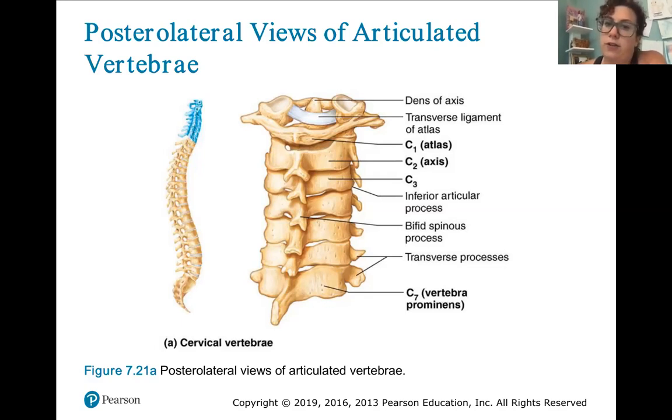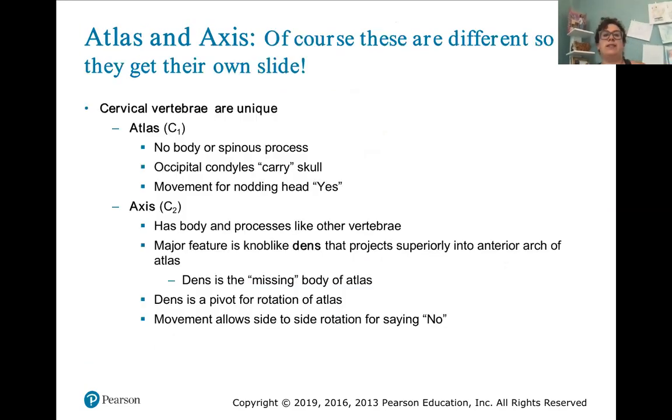Then for cervical, we have specialized C1 and C2, known as atlas and axis. And this is what you're going to be responsible for knowing the difference for. Atlas, C1, is the one that goes right under the skull. It has these things called occipital condyles that act like little cups that carry the skull. And when you nod yes, you're using that C1 to do that. Okay, there's no body and no spinous process.